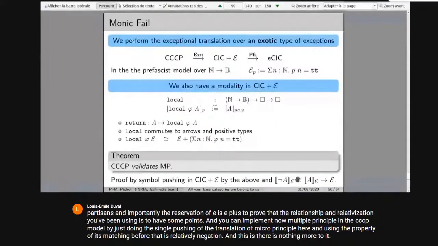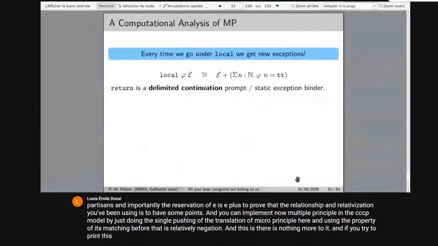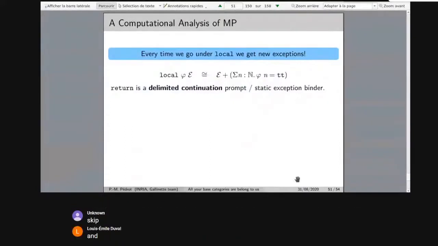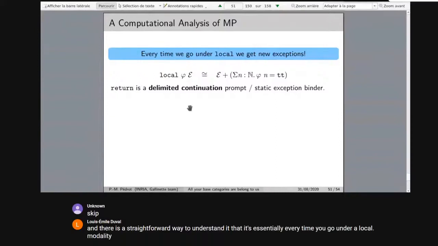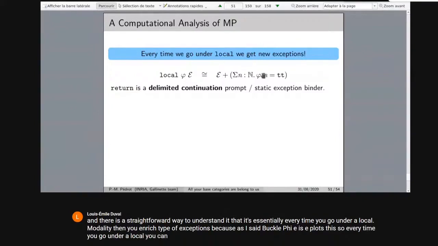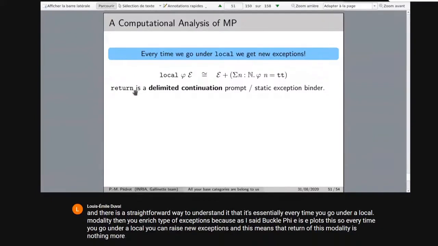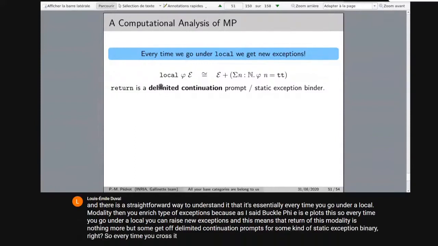And if you try to interpret this in a computational way, then there is a straightforward way to understand it. Essentially, every time you go under a local modality, then you enrich the type of exceptions, because, as I said, local phi E is E plus this. So every time you go under a local, you can raise new exceptions. And this means that return of this modality is nothing more than some kind of delimited continuation prompt for some kind of static exception binder, right? So every time you cross a local, you are able to raise new exceptions.